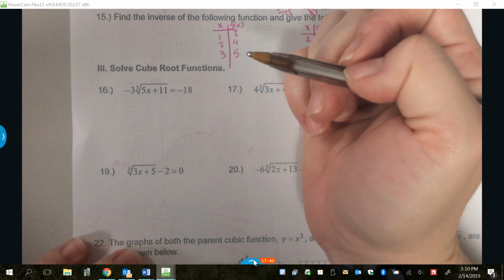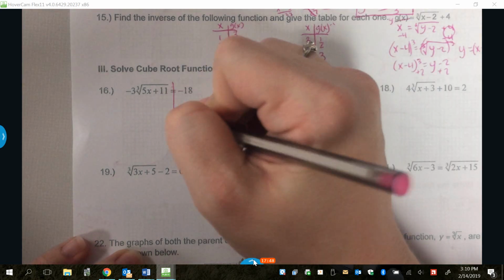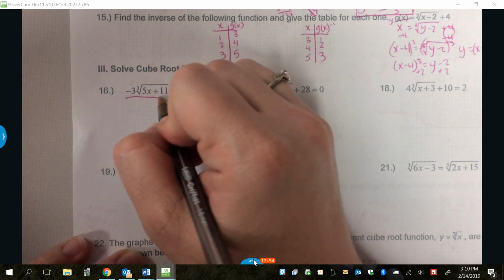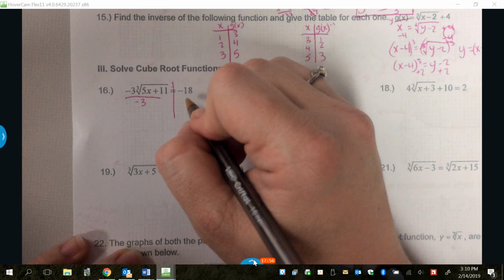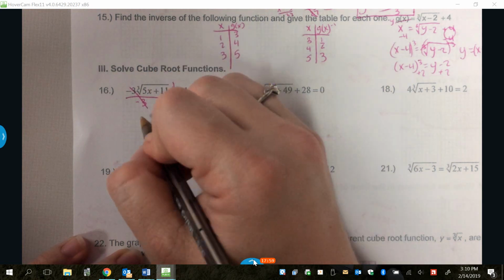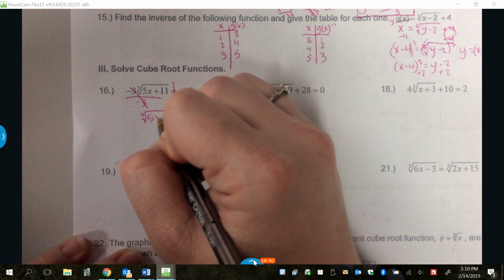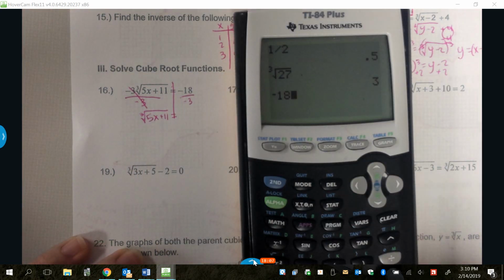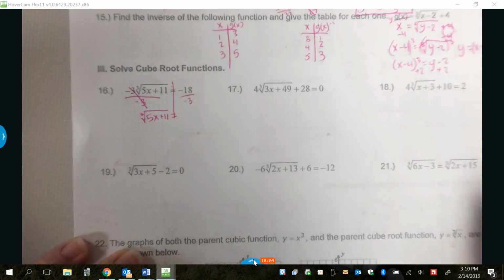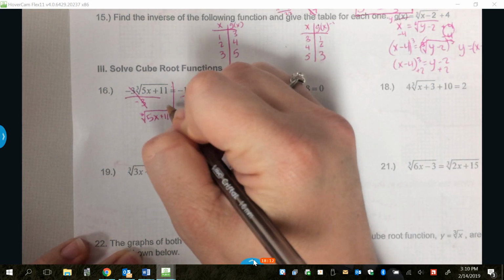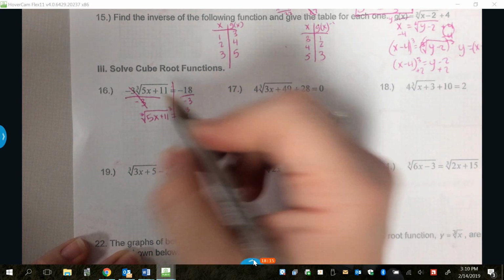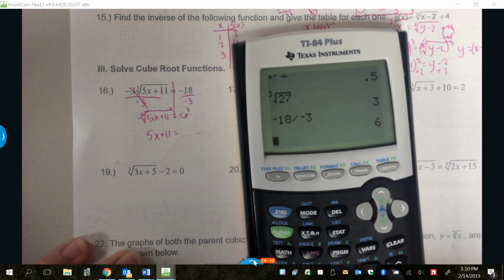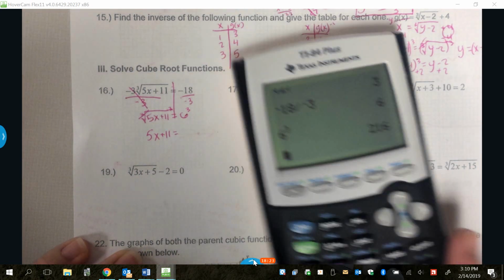Let's look at number 16. On here we're solving for x, so you're solving the cube root functions. I need to get the cube root by itself. I've got this -3 in front. There's no symbol in between, so I'm dividing. This cancels, and I get cube root 5x plus 11 equals, so use your calculator, -18 divided by -3 gives me 6. Now I have to cube both sides to get rid of that cube root. Cube root cancels cube, and I get 5x plus 11 equals, well, what's 6 cubed? 6 to the third power is 216.